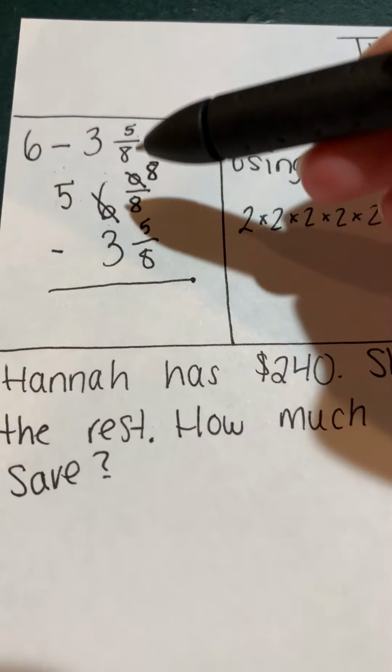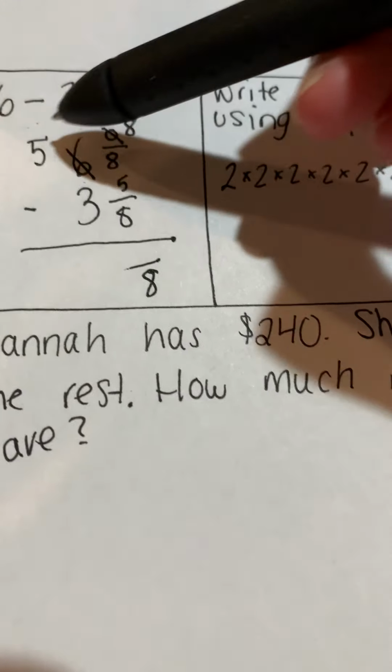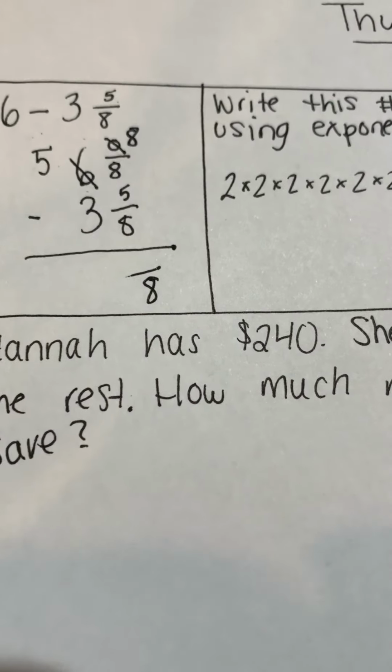Now, what you can do is 8 minus 5, put it over 8, and then go ahead and subtract 5 minus 3, and that will be your answer.